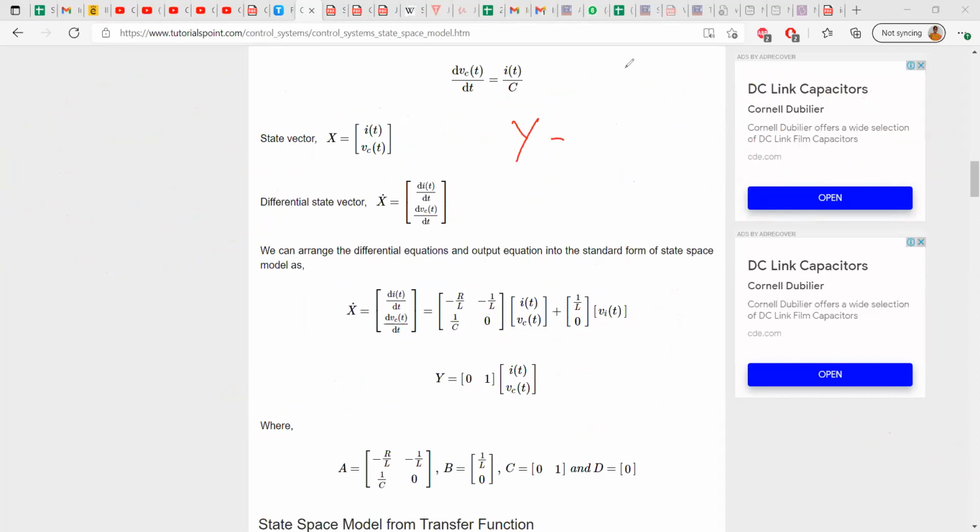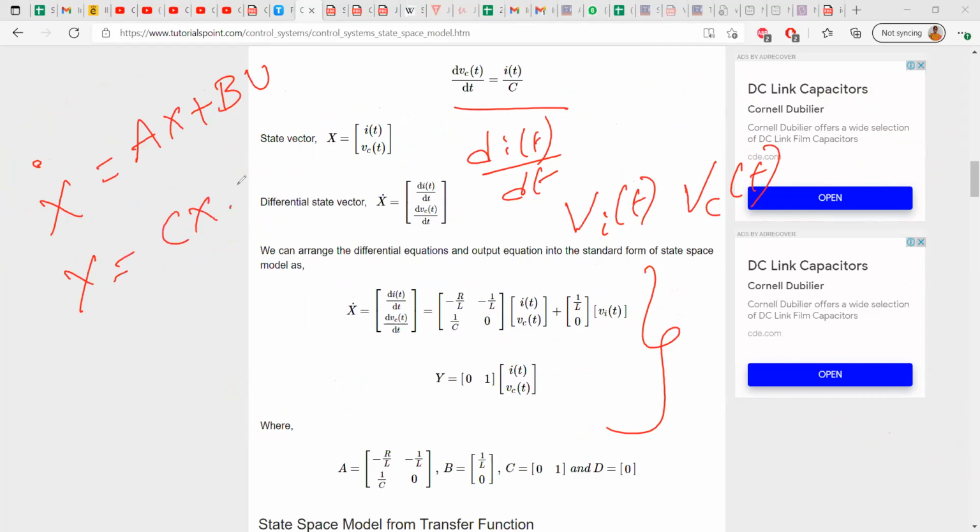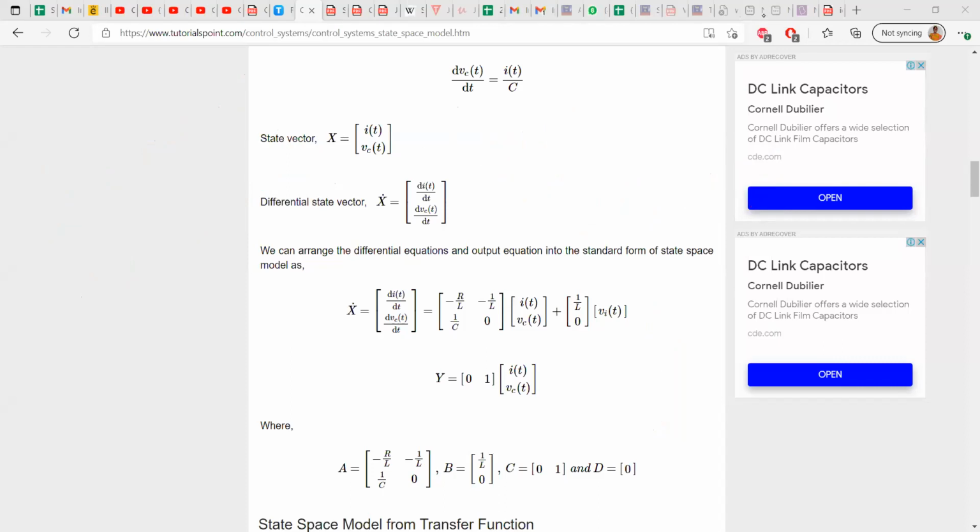From the knowledge of this equation and the di of t by dt equation, and the input to the circuit and the output of the circuit, we are framing the standard state space model, which is x dot equals Ax plus Bu and y equals Cx plus Du. Here D is 0, because there is no feed forward matrix.